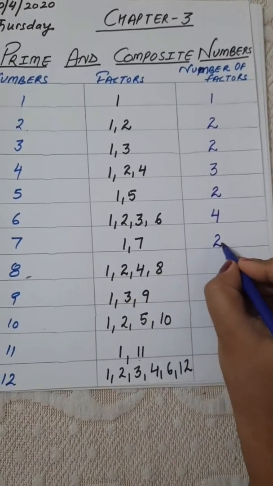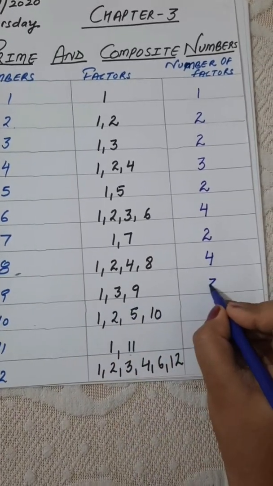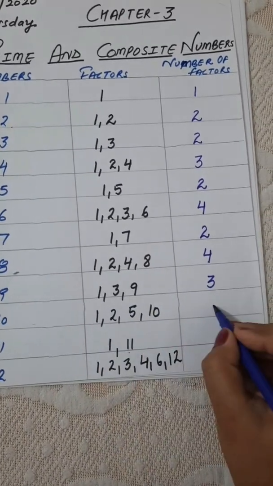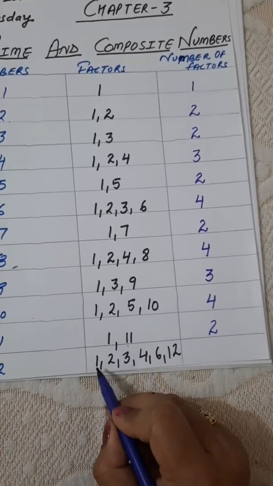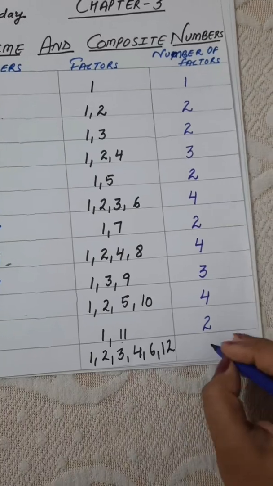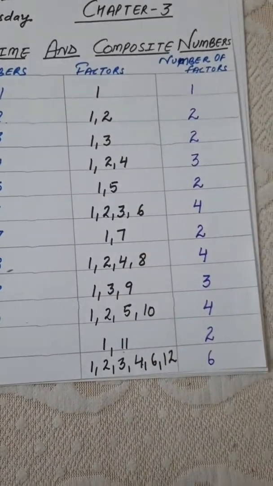Here number of factors are 2. Number of factors are 4. Here number of factors are 3. Number of factors are 4. Here number of factors are 2. And here number of factors are 1, 2, 3, 4, 5, 6. So here we count the number of factors of each number.